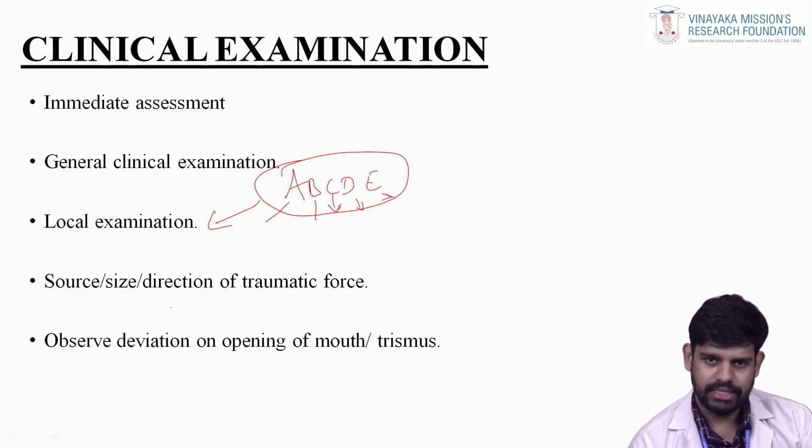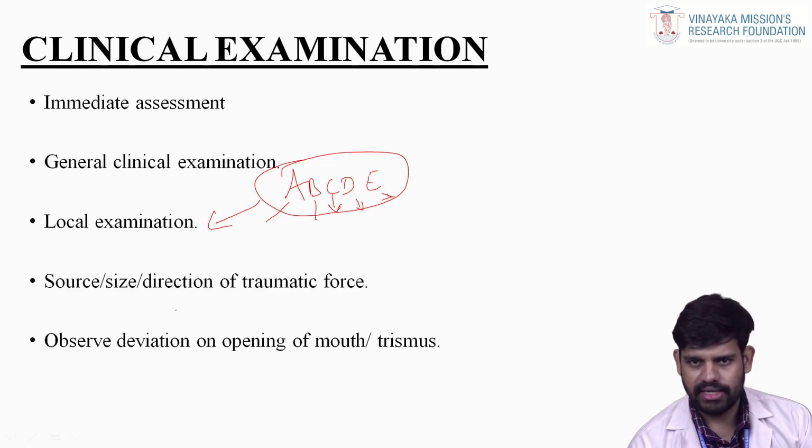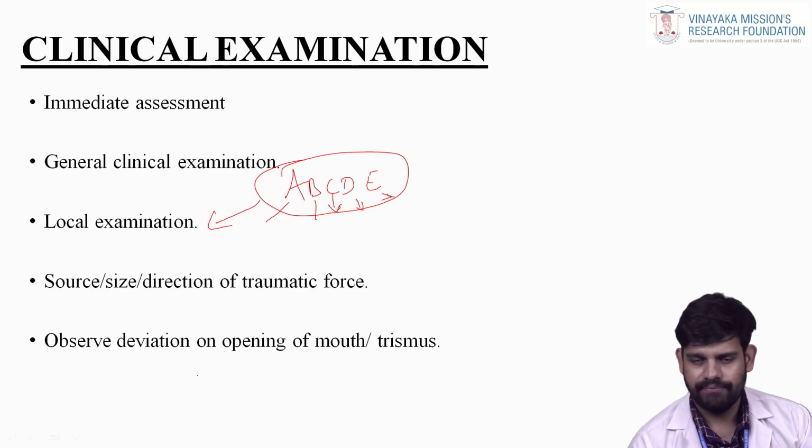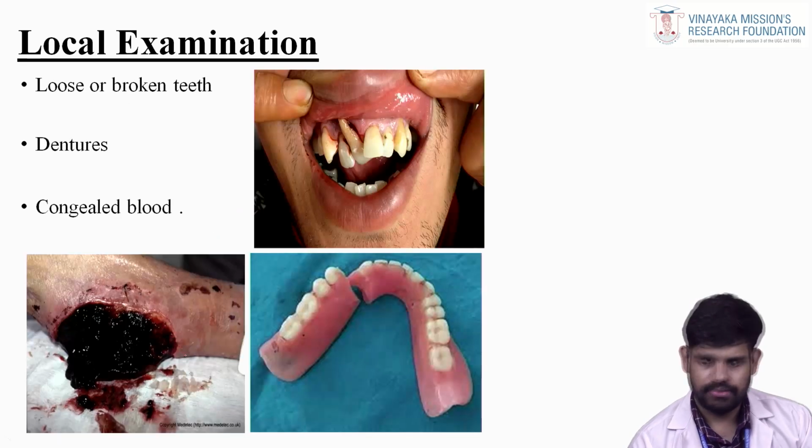We have to see how the impact is. If the blow is on the right side, there are more chances the left side condyle would have fractured. As I said, the force gets dissipated and it causes tension at the weakest point, that is the condyle, pushing it to fracture. And we have to see the mouth opening, whether it is limited or whether there is pain on occlusion, chewing. Those things we have to check. In local examination, we look for loose or broken teeth, any broken dentures in case of an edentulous patient, or congealed blood where the blood clot is formed and has not been cleaned properly. Those things we have to see in case of open fractures.